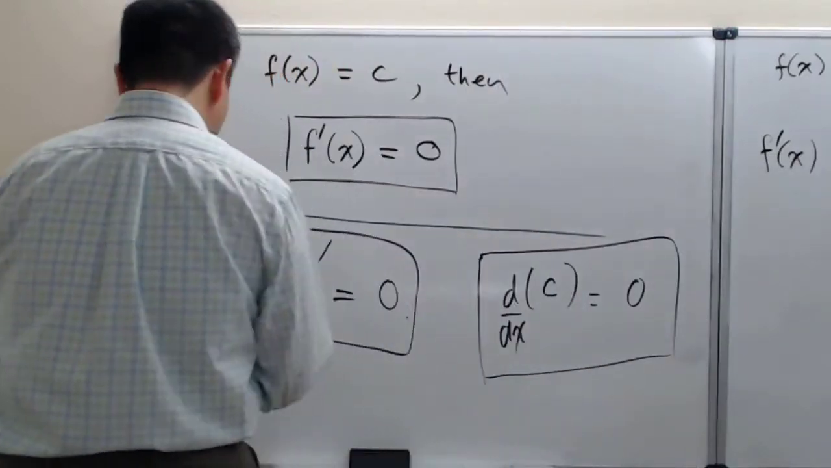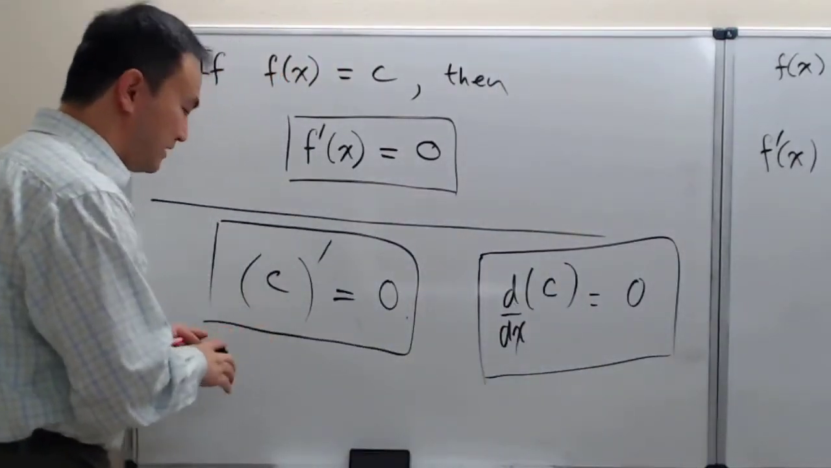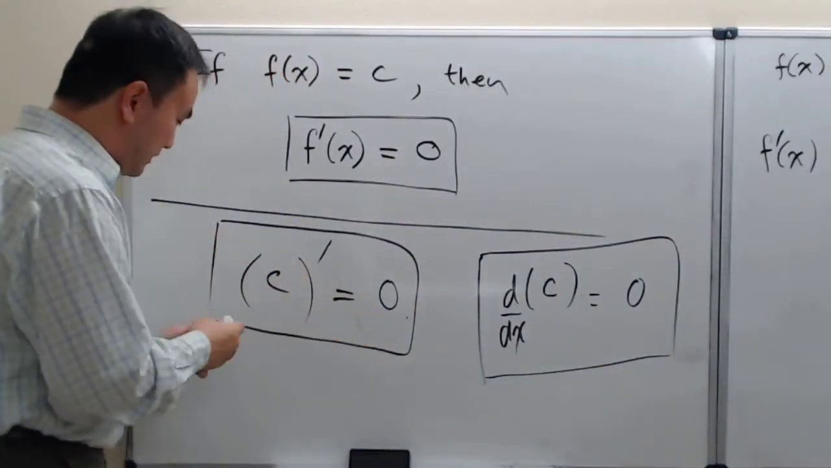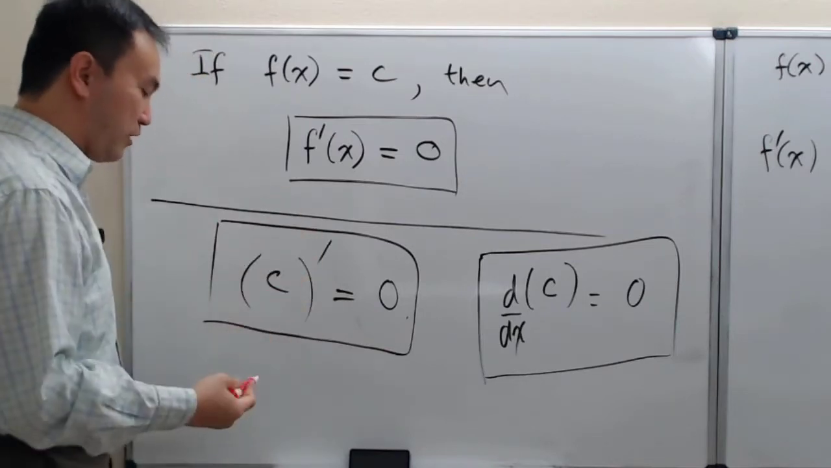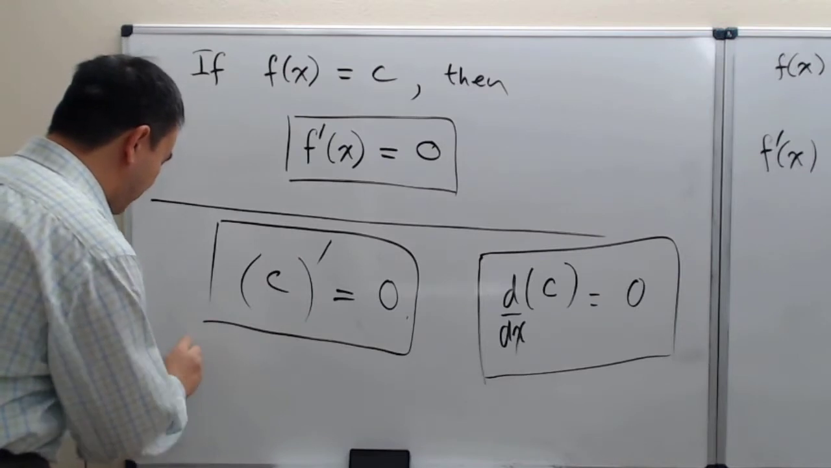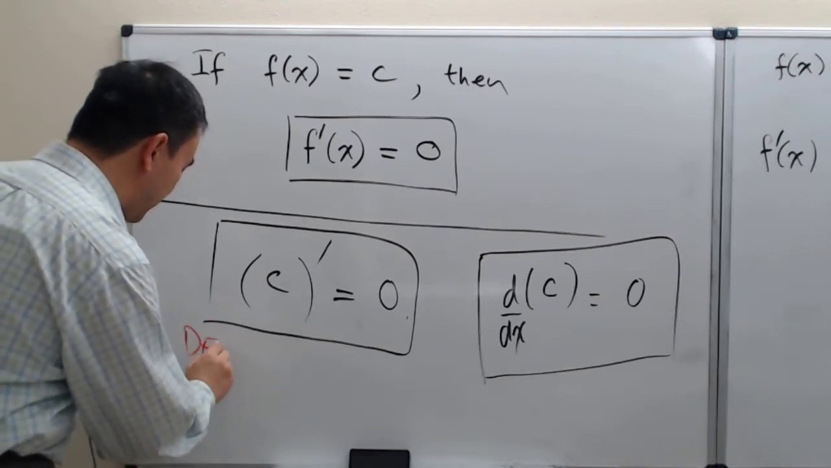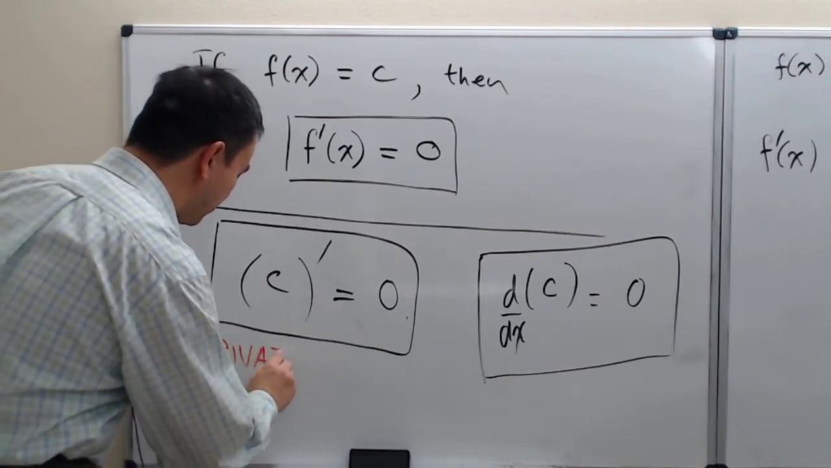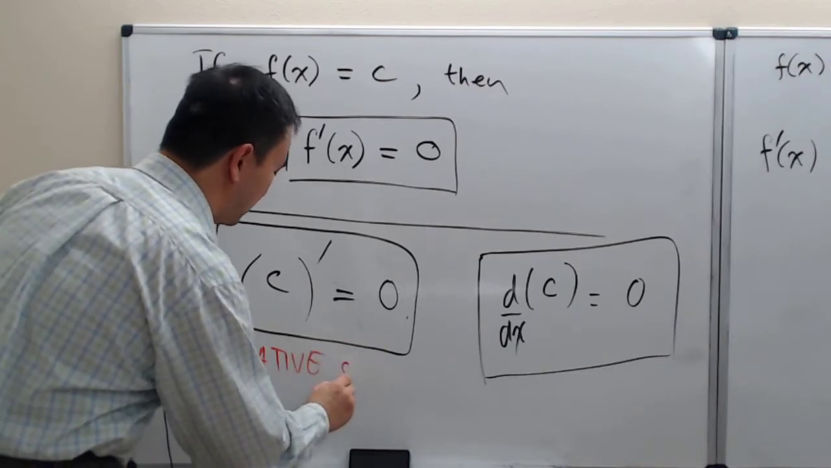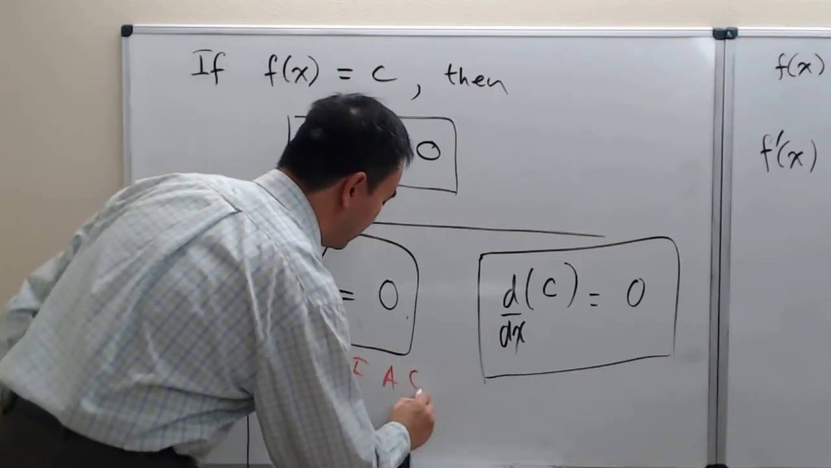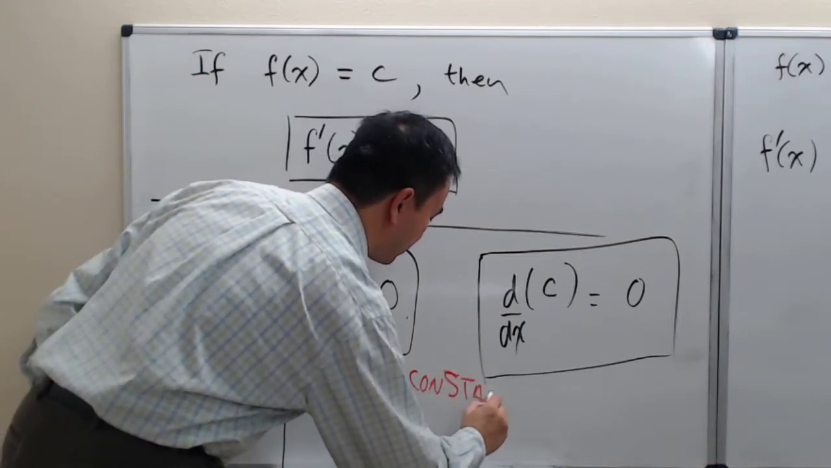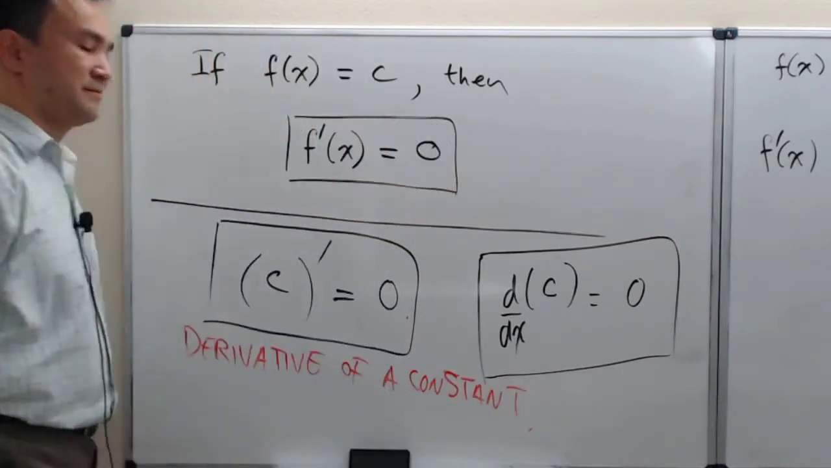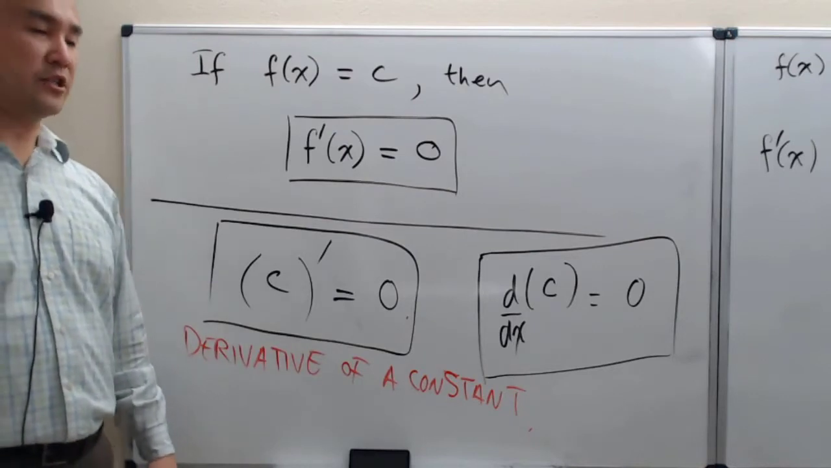Some textbook authors call this the constant rule. Some people call it the derivative of a constant. You can call it whatever. This is the derivative of a constant. All right, the derivative of a constant.